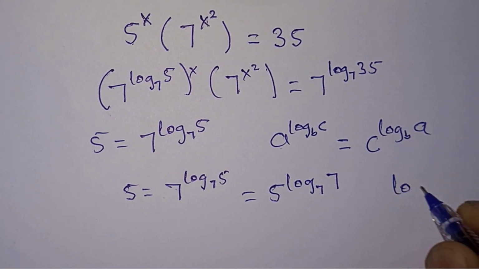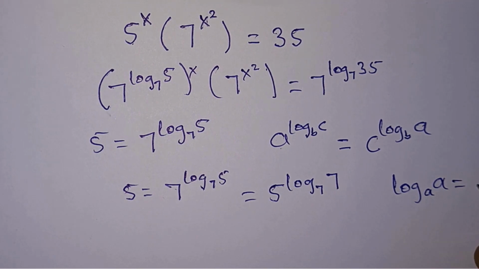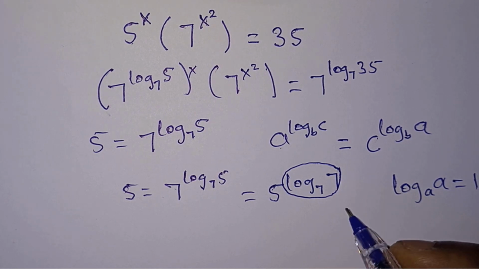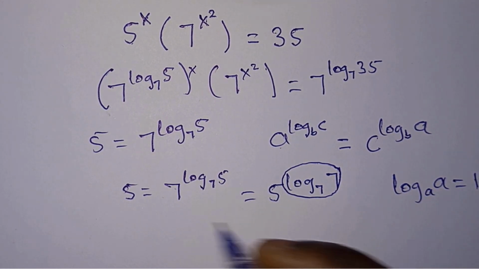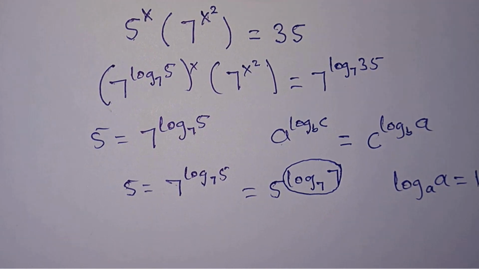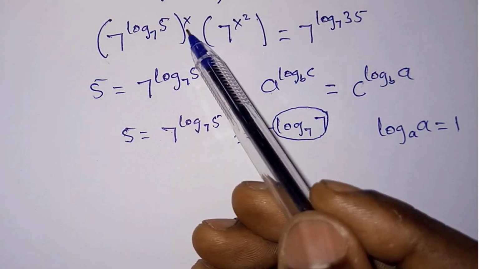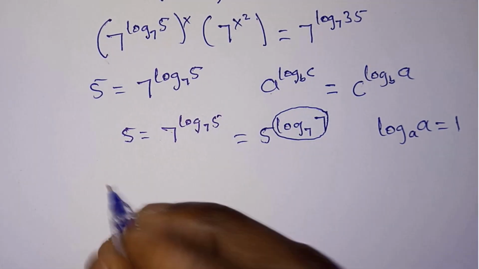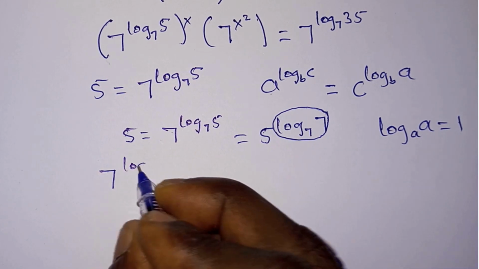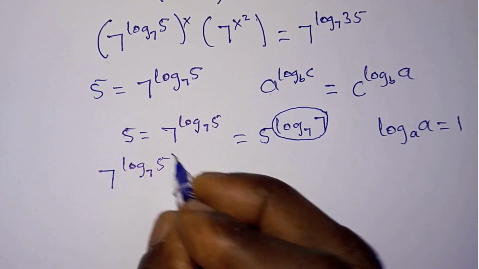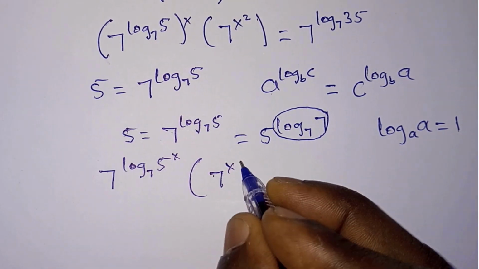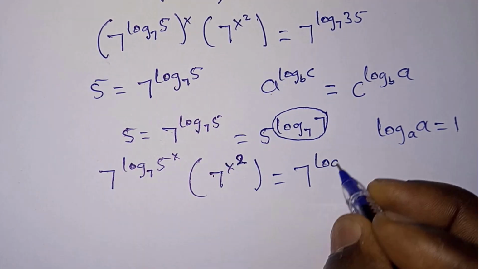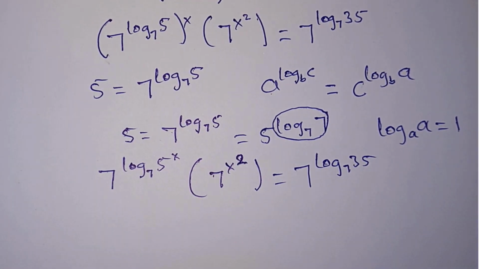And we know that log in base a of a is equal to 1. Therefore, the whole of this power is equal to 1. So we have 5 to the power 1, which is the same as 5. So I think from here we are good to go. Now from this side, you just multiply this x by the power here. So we're going to get 7 to the power log in base 7 of 5, all to the power x, times 7 to the power x squared is equal to 7 to the power log in base 7 of 35.